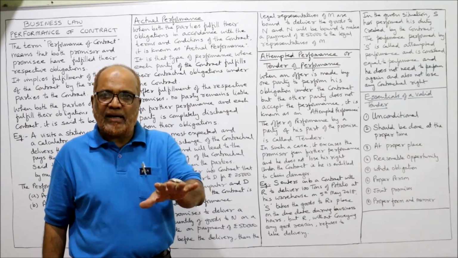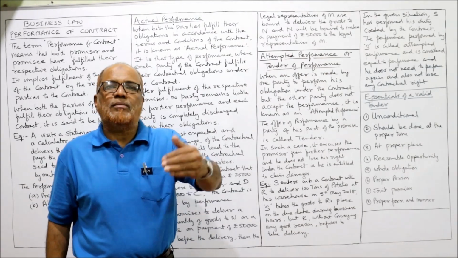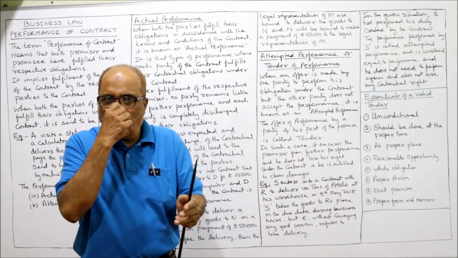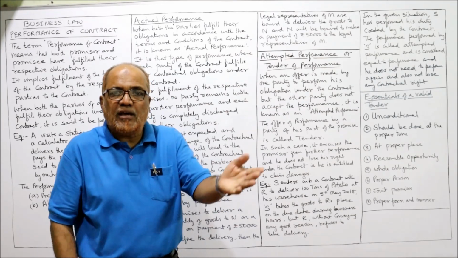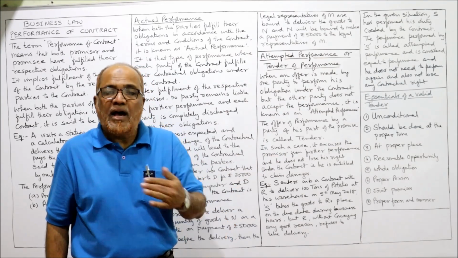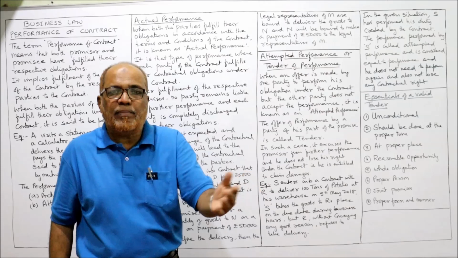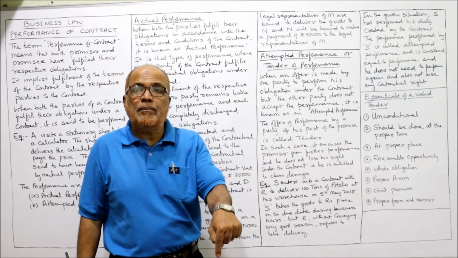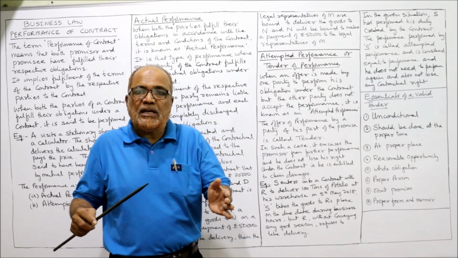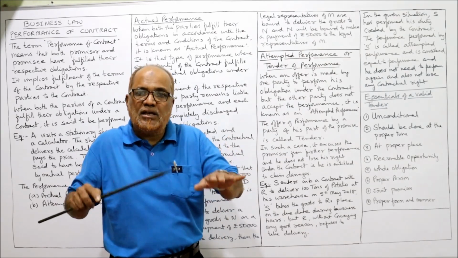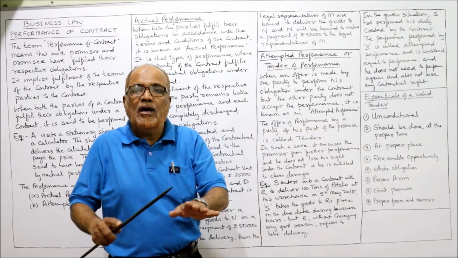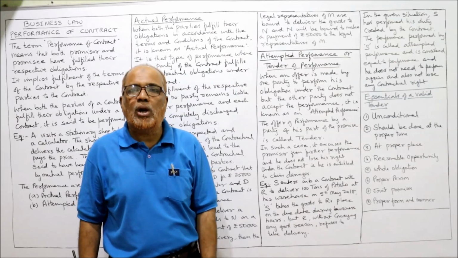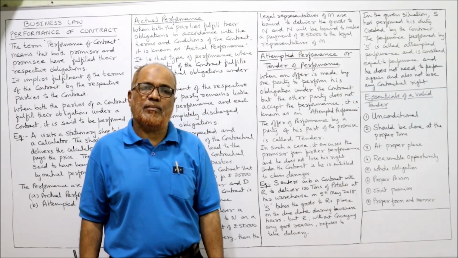A and B enter into an agreement that A will deliver some goods to B. Now A is ready to deliver. A has brought the goods to B's place and asks, you have to complete your performance. I have completed my performance. Come on, you complete your performance. B says, no, I will not complete my performance. This is called attempted performance, because one party is ready to complete his obligation, but the other party refuses to complete his obligation. It is called attempted performance.